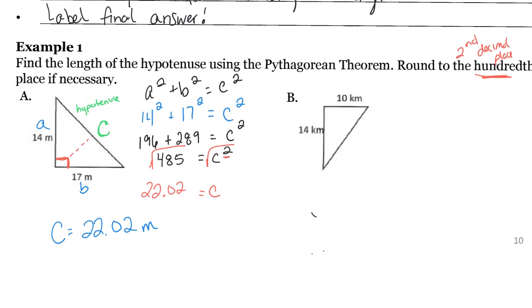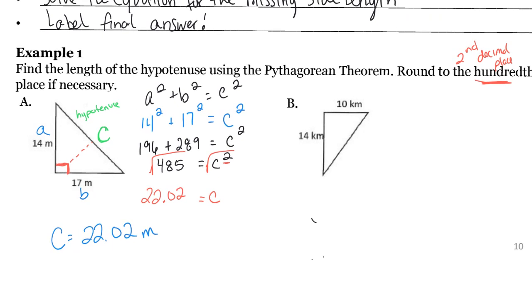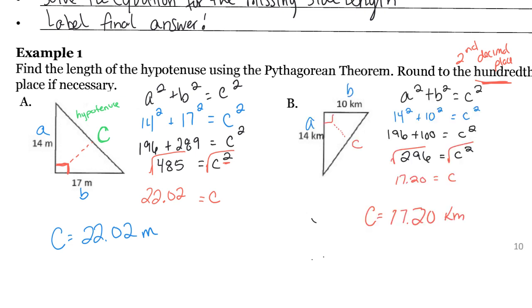So I want you to try B on your own. Do exactly what we did. So pause the video and try it now. All right, so hopefully you got somewhere around 17.20 kilometers. Okay, if you didn't, check my work. So pause and check your work against mine. All right, we're going to keep on going, though, to example 2.